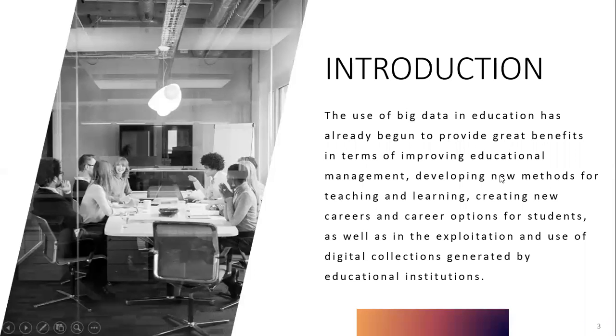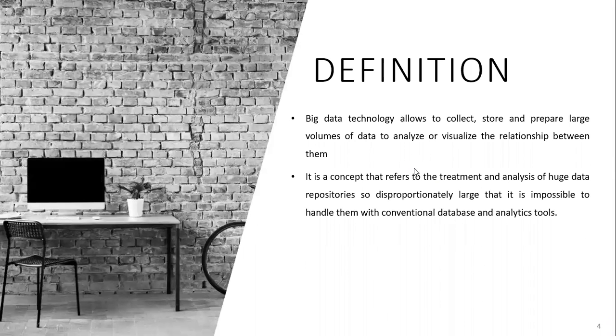But what is really big data? Big data is a technology that allows us to collect, store, and prepare large volumes of data to analyze or visualize the relationships between them. So, for example, the most common example of big data is when you look something up in Google and then you go to Facebook, then you have an ad. So it's basically the most common big data in our lives, but we don't see it because we don't know it's there. But that's big data.